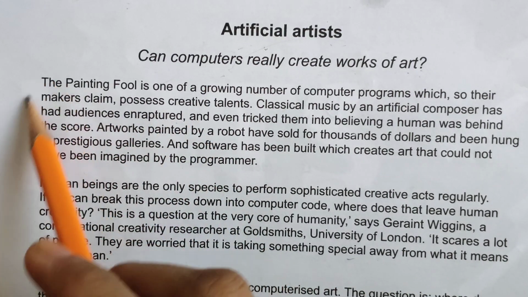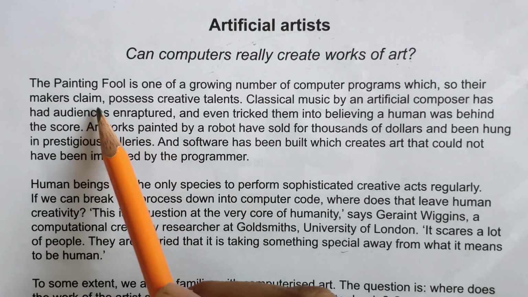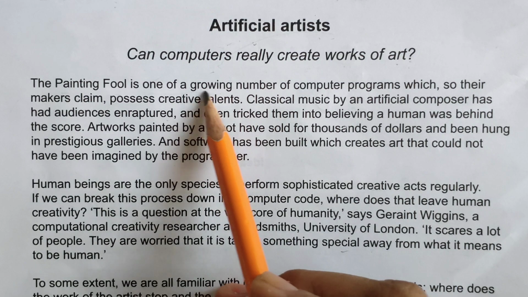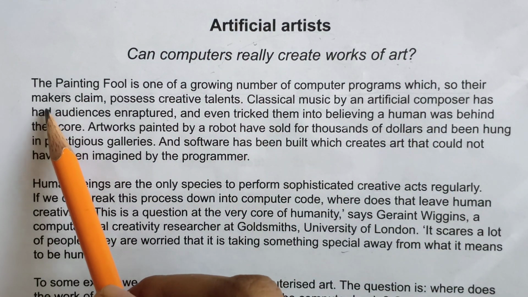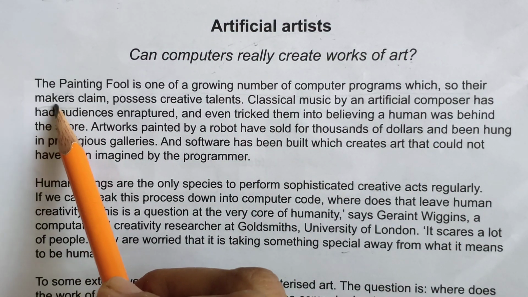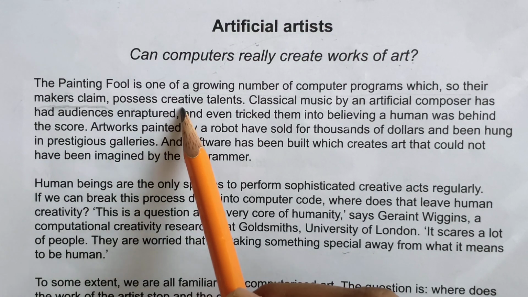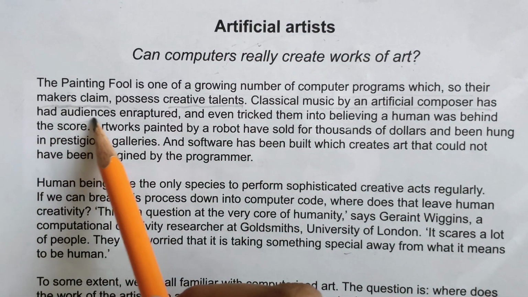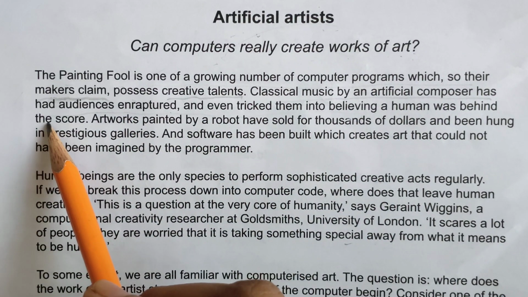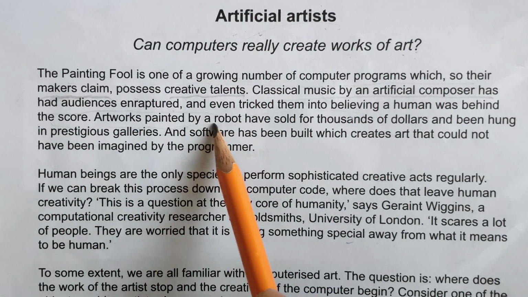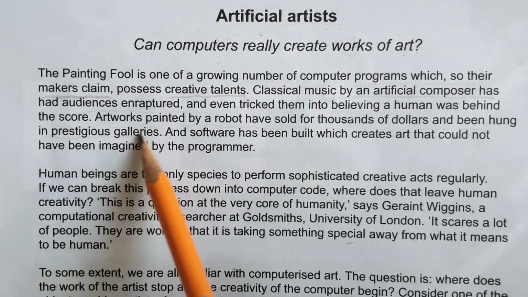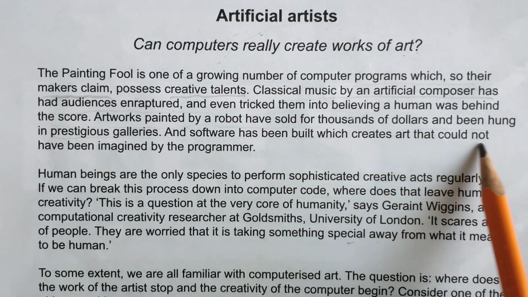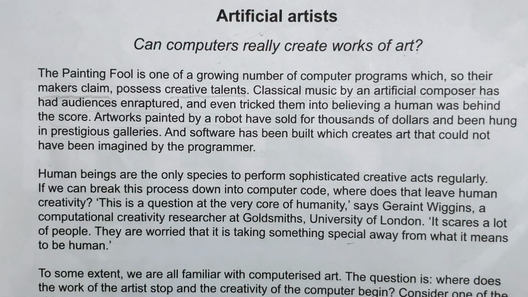This is the first paragraph. Where are the suggestions the writer is giving? The Painting Fool is one of the growing number of computer programs which their makers claim possesses creative talents. Classical music by an artificial composer has had audiences. Artworks printed by robot have. And software has been built which creates art that could not be imagined by the program. But where is the writer's suggestion?